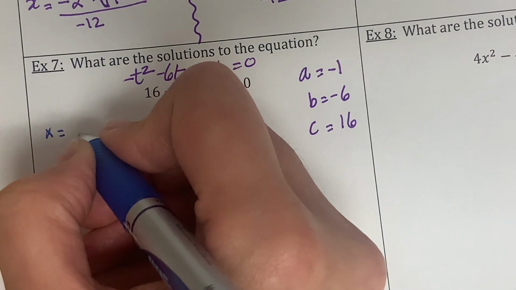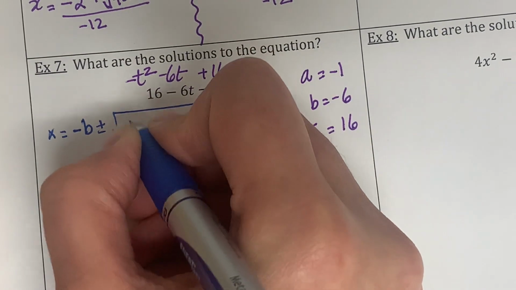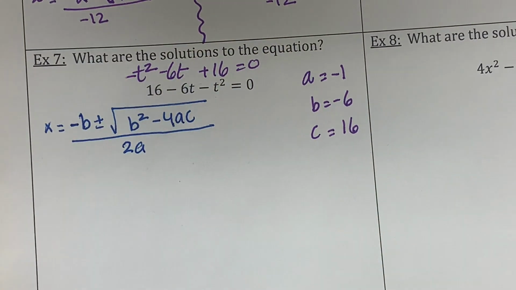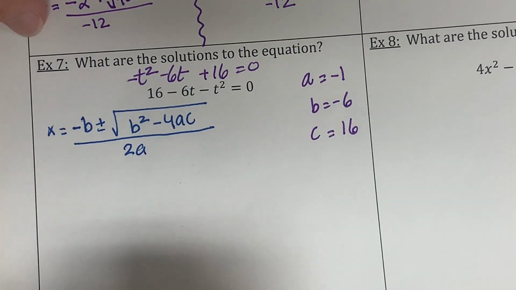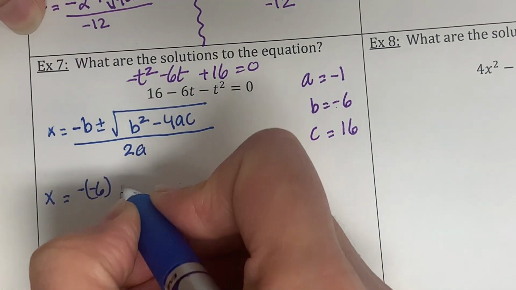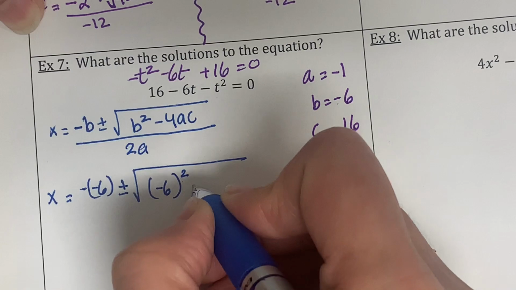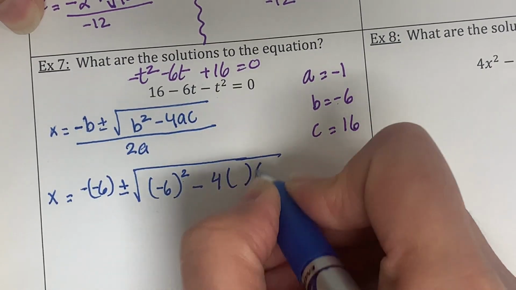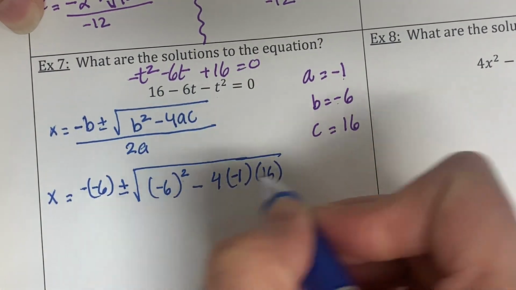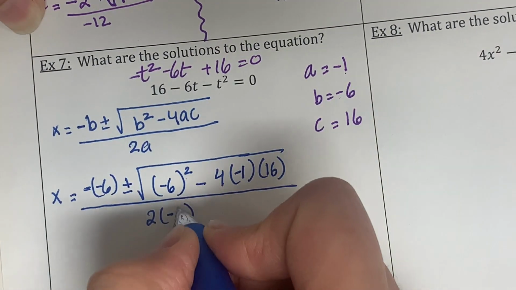X can be found out by negative b plus minus under root b squared minus 4ac over 2a. Let's plug in the numbers. Minus b is -6, so it should be inside the parentheses. A is -1, goes inside parentheses. C is 16, goes inside parentheses, over 2 times A, which is -1.